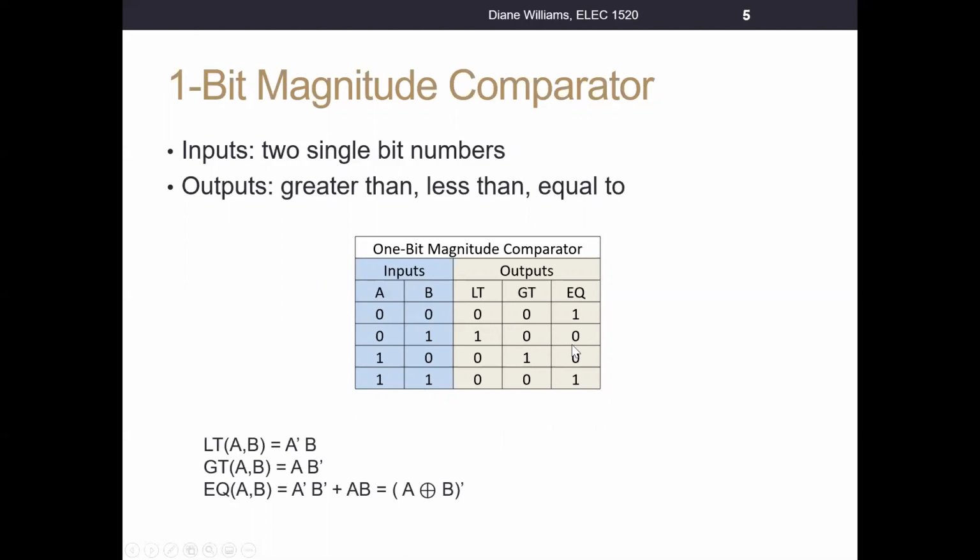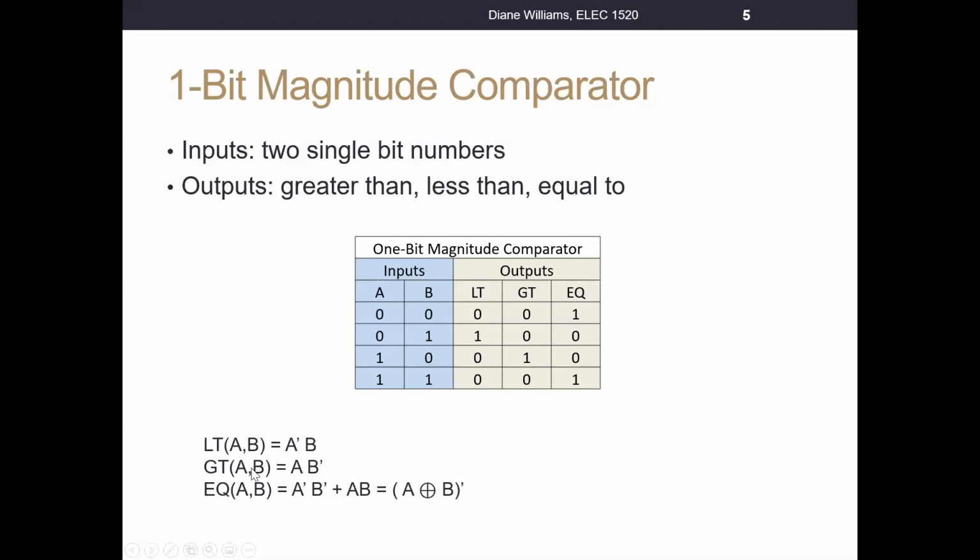And so we can then derive equations for this circuit. We have to derive an equation for every single output. We have 3 outputs. So our less than output is a function of A and B. There's only one place here where I'm solving for the ones, the minterms, in the sum of products form. In this case A is 0, B is 1, so our minterm is A not, B.